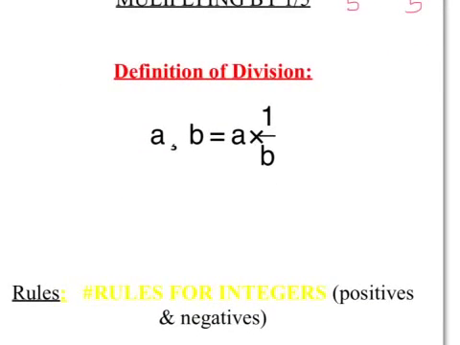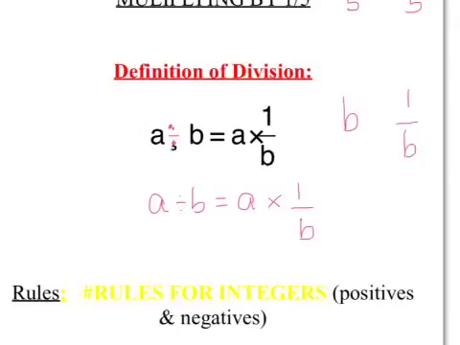The definition of division is that A divided by B, sorry that this isn't looking so great, so A divided by B is the same thing as A times 1 over B. Now let's look at B and 1 over B. What are those? We talked about that the other day. Those are reciprocals. Okay? All right, so we're going to practice this a little bit.